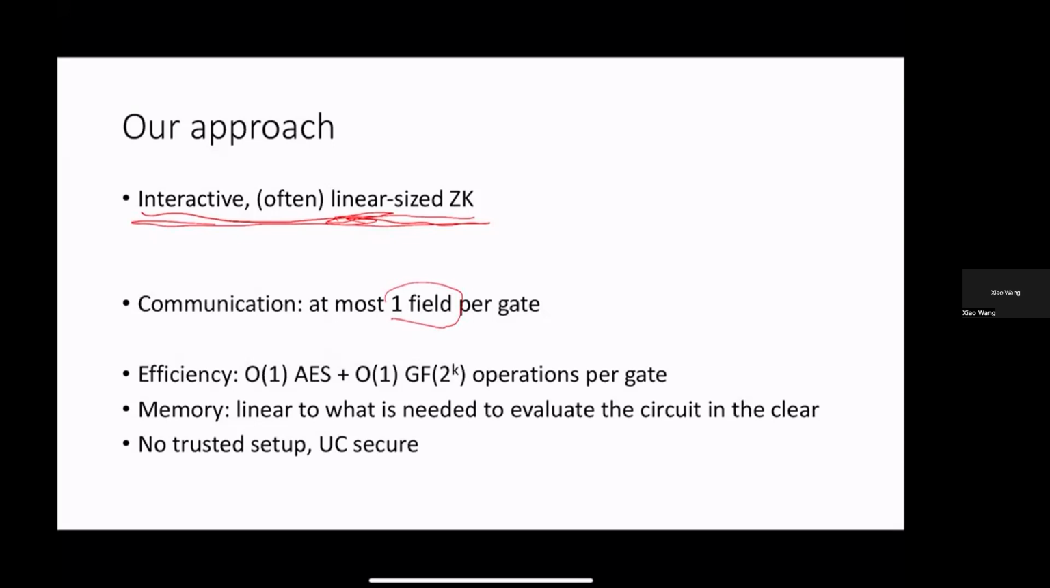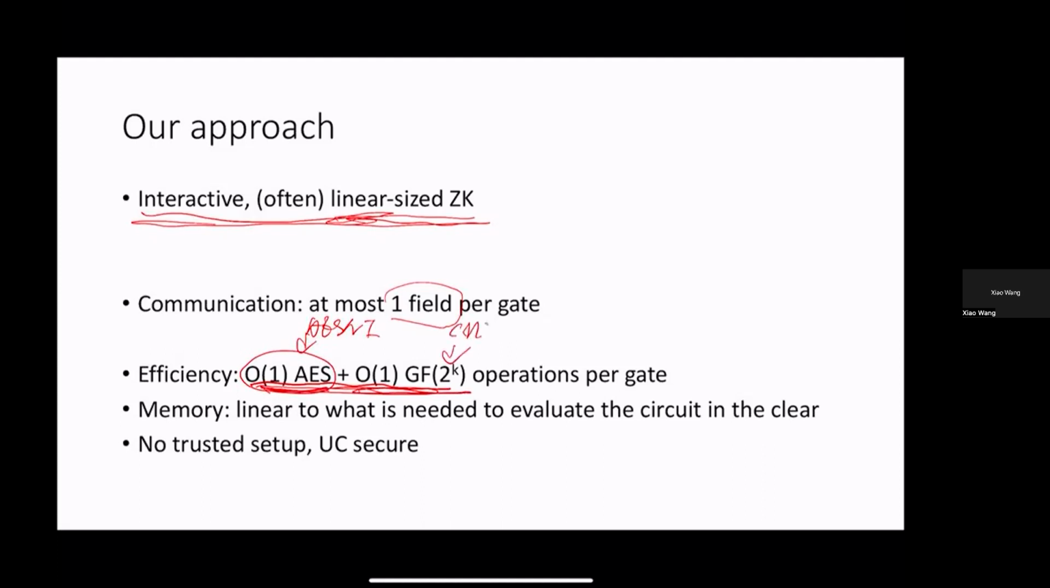So the communication could often be somewhat big, but on the other side, it is very efficient. It requires only a constant number of AES operations. AES is a block cipher, and it can be accelerated using hardware AES-NI. One AES is essentially a few cycles of computation in the CPU. It also needs a constant number of field extension operations, which is also hardware accelerated.